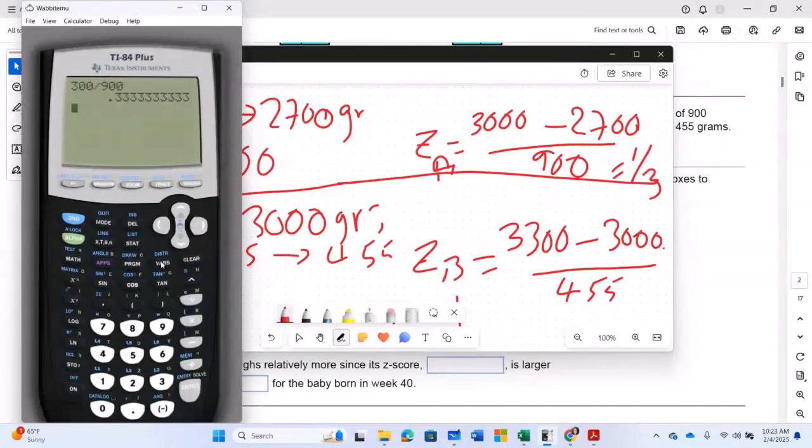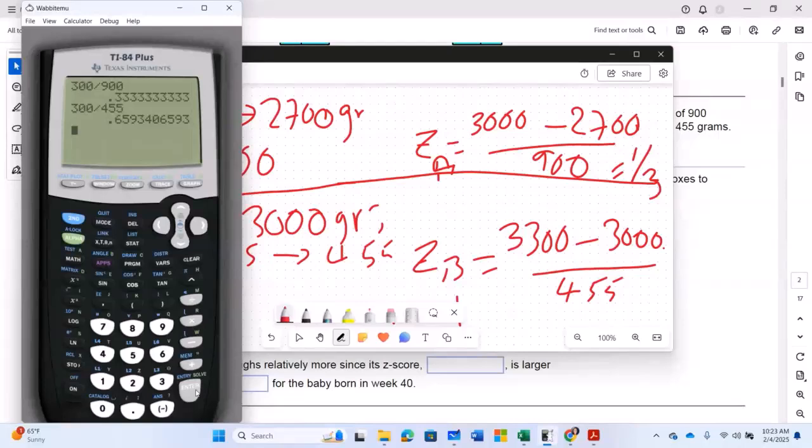minus 300. And this is the same as 300 again divided by the standard deviation. The standard deviation of babies that stay 40 weeks or more, because they are different. So for 55, when I divide, I have 0.6. Let me know to how many decimal places.